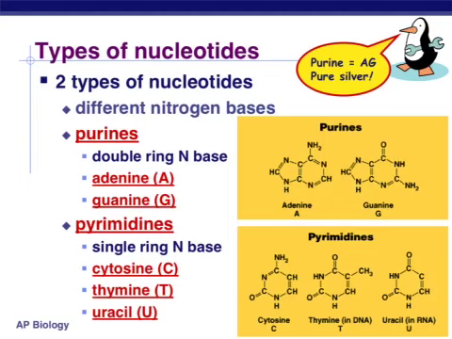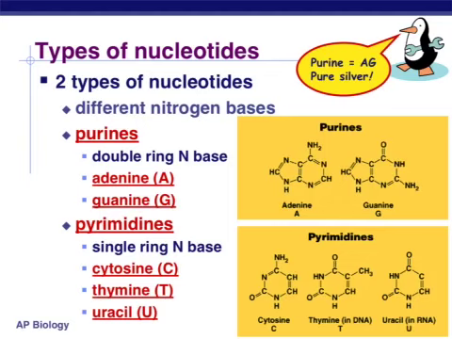So the way that I remember it is pure silver. So pure for purine, and Ag is the chemical formula for the element silver. The other type of nucleotides are called pyrimidines, and they are single-ringed nitrogen structures. And there are three of them. Cytosine, thymine, and uracil are all pyrimidines.